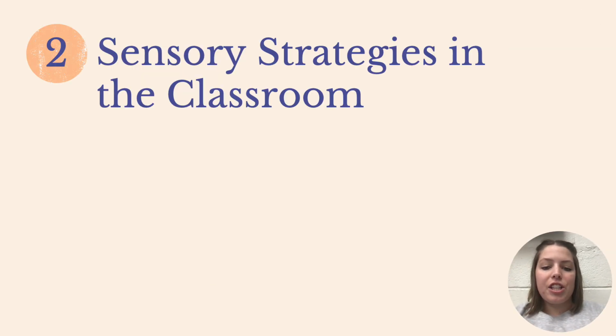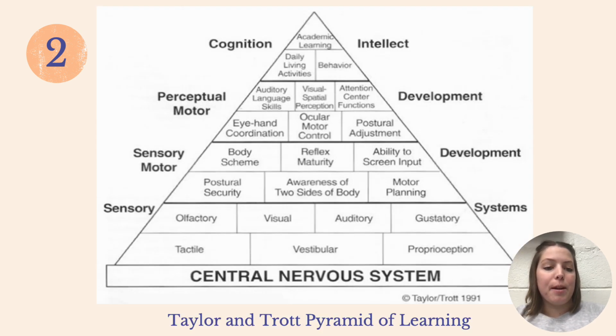When it comes to sensory strategies in the classroom, before we get into some of the ideas that I have, I want to look at this pyramid. This is the Taylor and Trott Pyramid of Learning. It looks a little complicated at first, but I'll break it down for you. Academic learning is at the very top of the pyramid. This is saying that everything below academic learning has to be in place for us to learn. And if you notice, sensory systems are at the bottom.